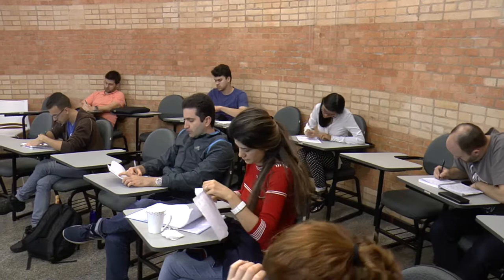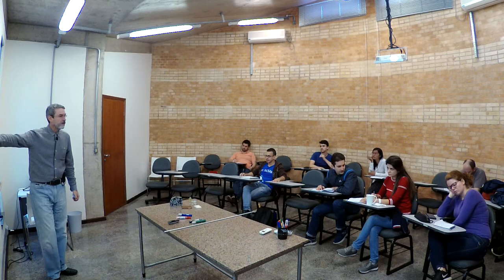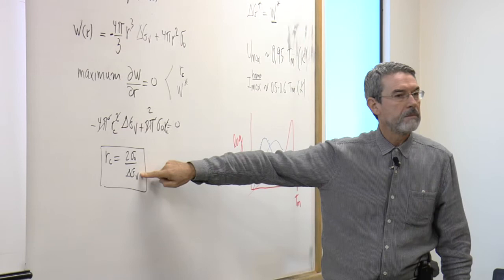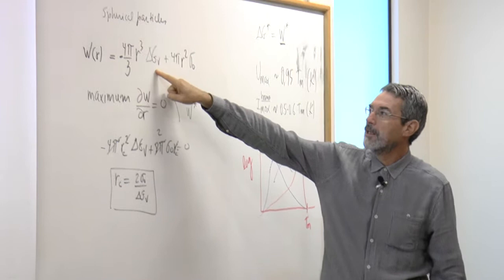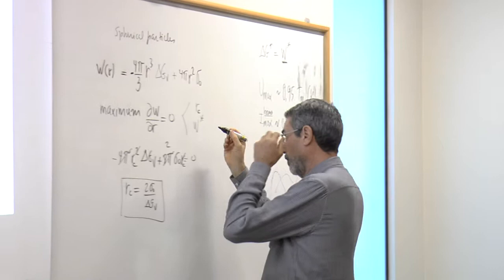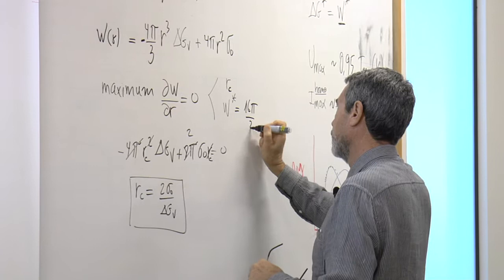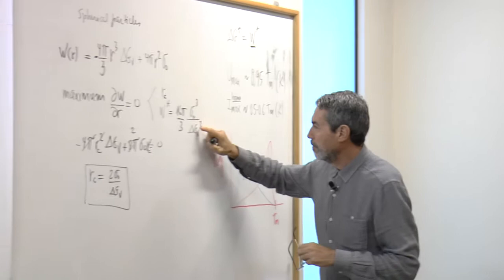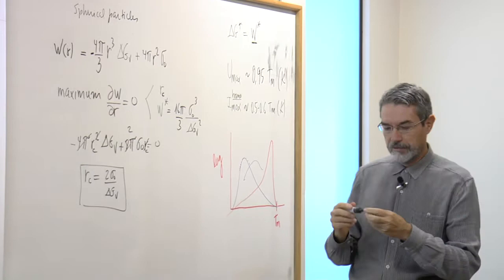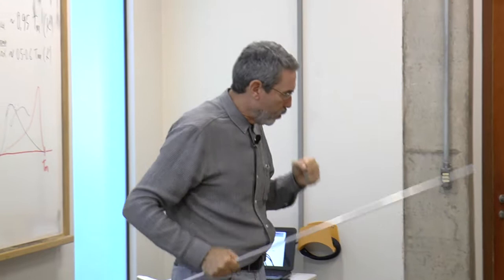The critical radius should be 2 times sigma 0 divided by delta GV. Now, if you insert this value into here again, you find W star. And W star will be 16 pi over 3 sigma 0 to the third power over delta GV to the second power, right? This is the value of the work that the critical nuclei have to overcome before they are considered critical nuclei.